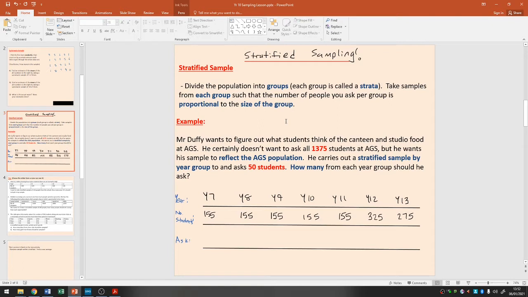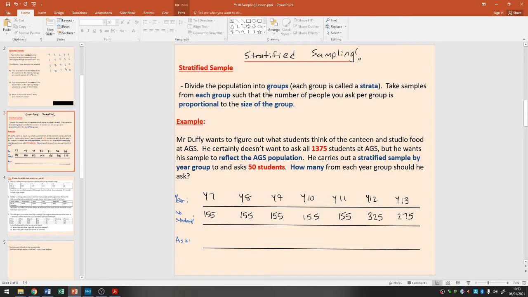So here's the very best type of sampling of them all, and it's called stratified sampling. So you should put the title Stratified Sampling. Now, here is what a stratified sample is. Rather than just picking randomly or picking in certain increments of what we've done so far, what we actually do is we're going to try to get a sample which is actually perfectly reflective of the population that we're sampling.